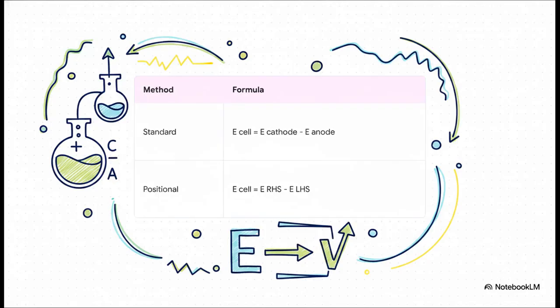And honestly, calculating this exact force is wonderfully straightforward. The E cell simply equals the reduction potential of the cathode minus the reduction potential of the anode. Now, because of how standard cell diagrams are traditionally drawn out on paper, you're going to frequently see this written as just the right-hand side minus the left-hand side. Whichever way you write it, both methods get you right to the exact same vital metric.